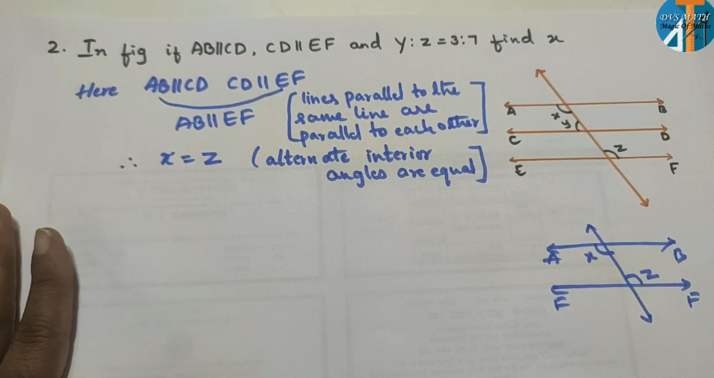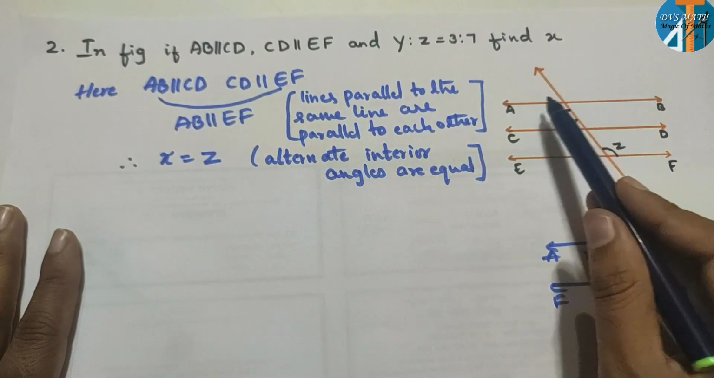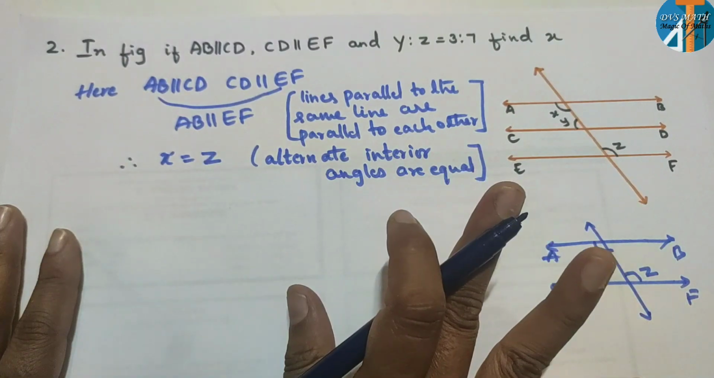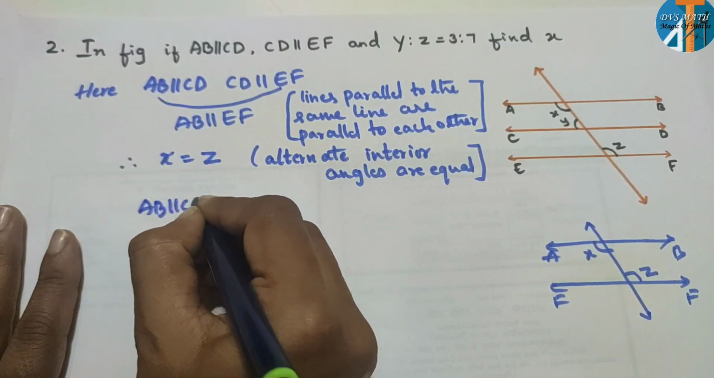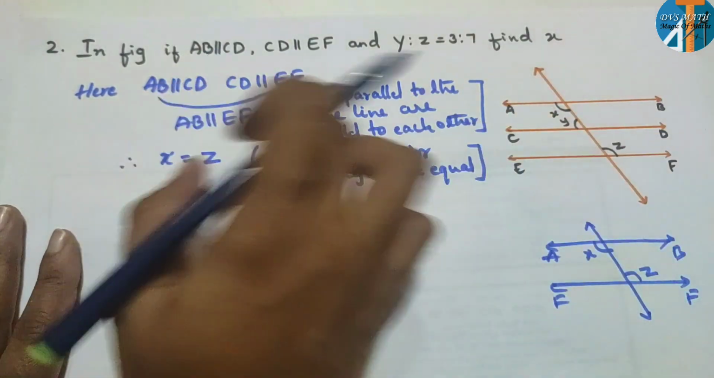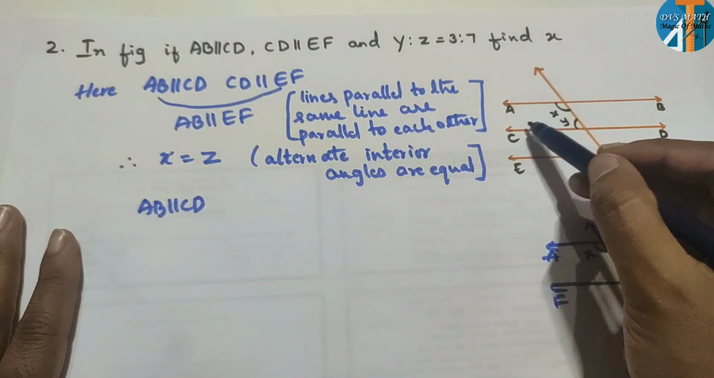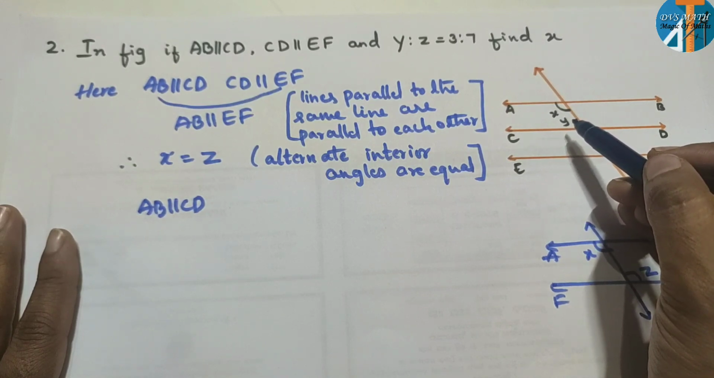Now in the next step, AB is parallel to CD. So x is equal to z we got. Observe carefully, these two are parallel as they gave. Observe x and y: they are interior angles on the same side, right? What we discussed, interior angles on the same side are always supplementary.